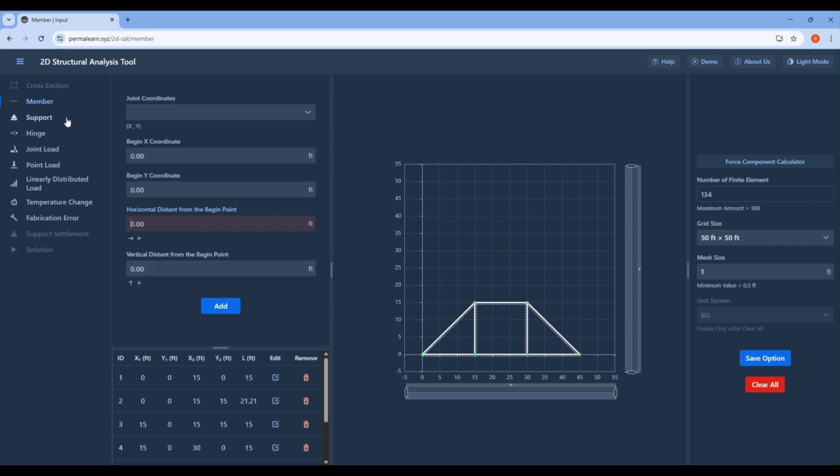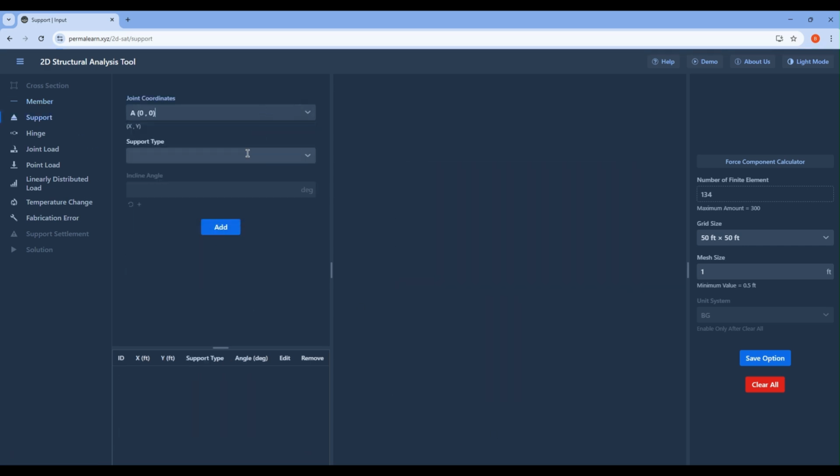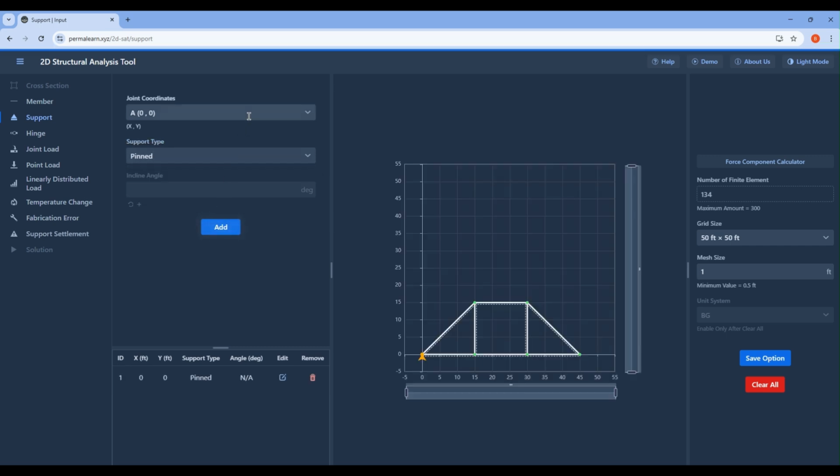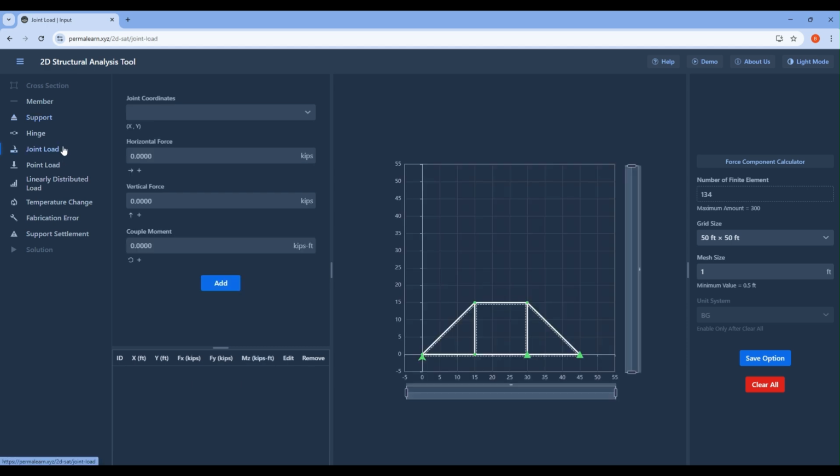And now let's add the support. At A, it is a pin. At C here, it is a roller. And at D here, it is also a roller. So now we have roller at D, roller at C, and pin at A. And now let's add the external load. Since it is a single load and we already have all the joints, we can use the joint load. It will be easier.